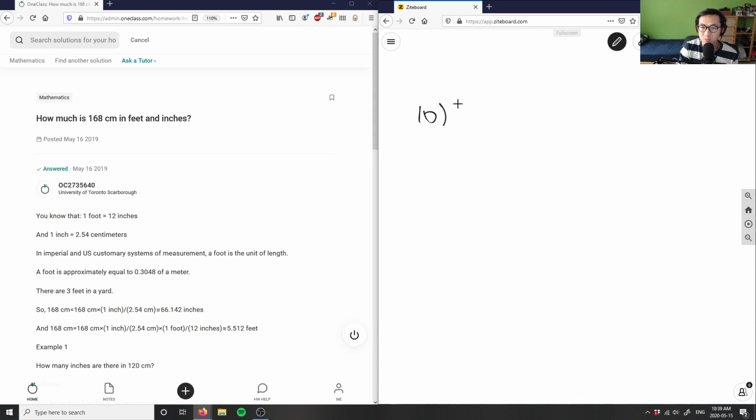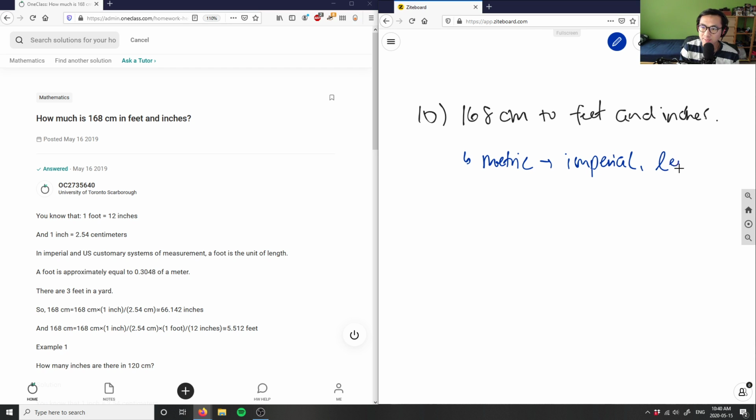So we want 168 cm in feet and inches. So again, I'm going from the metric to the imperial, right? And both of these measure length. So cm is the metric system, and feet and inches are indeed the imperial system. So again, I need a conversion factor, right?